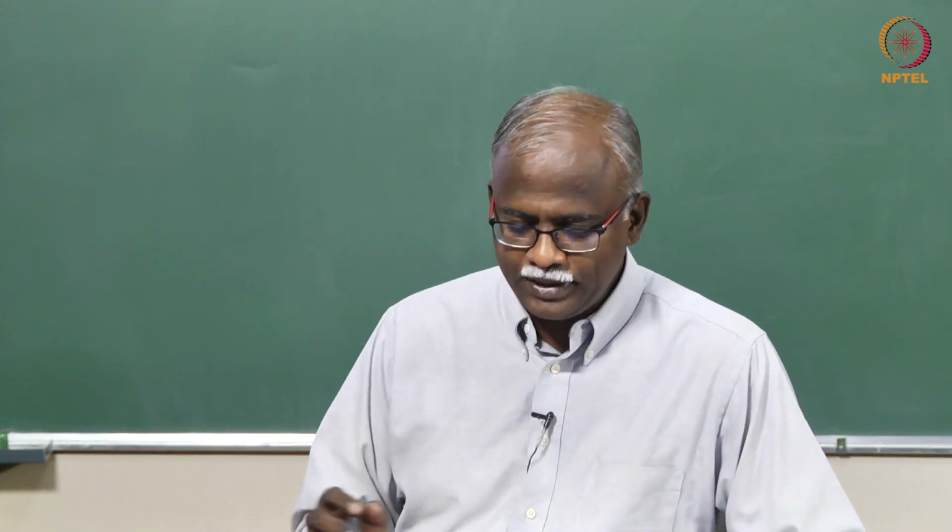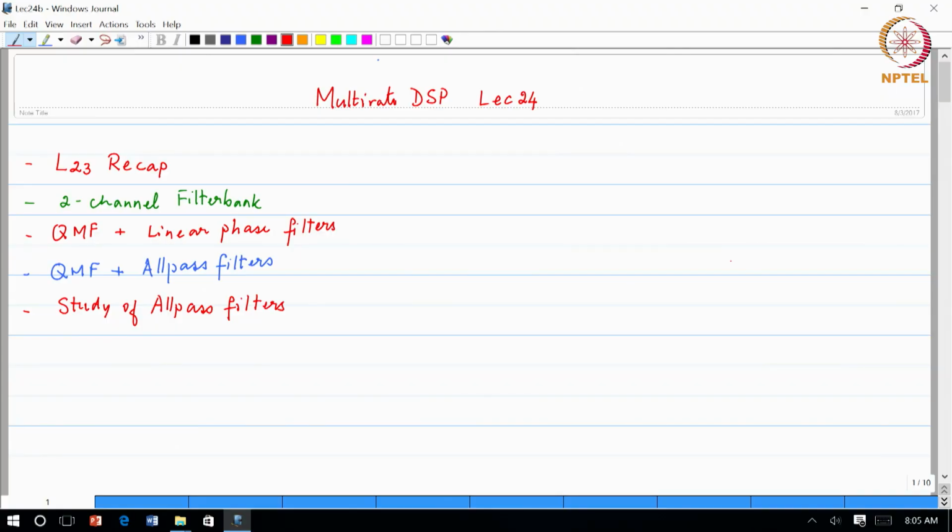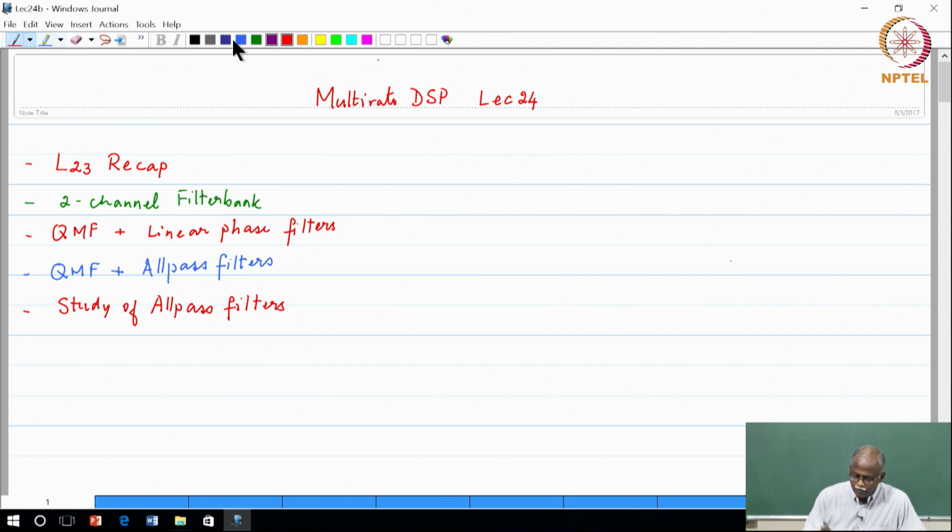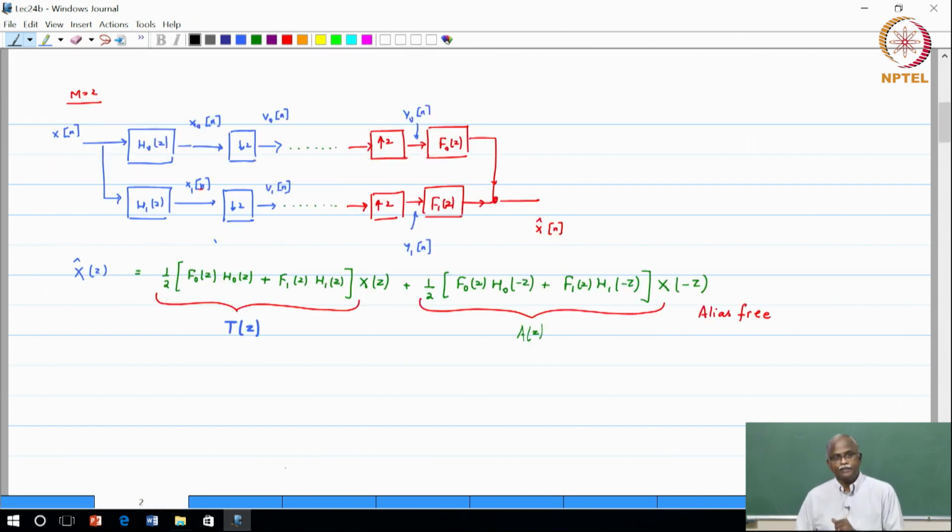So just to quickly summarize the key results from the previous lecture, we are looking at the two channel filter bank. Add to this that it is a maximally decimated filter bank, and also that we are using the quadrature mirror filter property, so that we have to design only one filter from the entire discussion. So the two channel filter bank with the QMF constraint: H1 of Z is equal to H0 of minus Z. This is the QMF constraint.